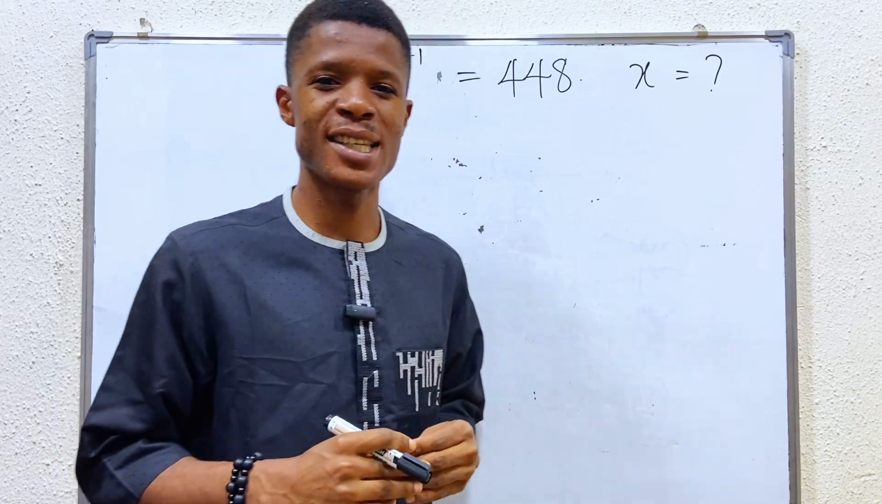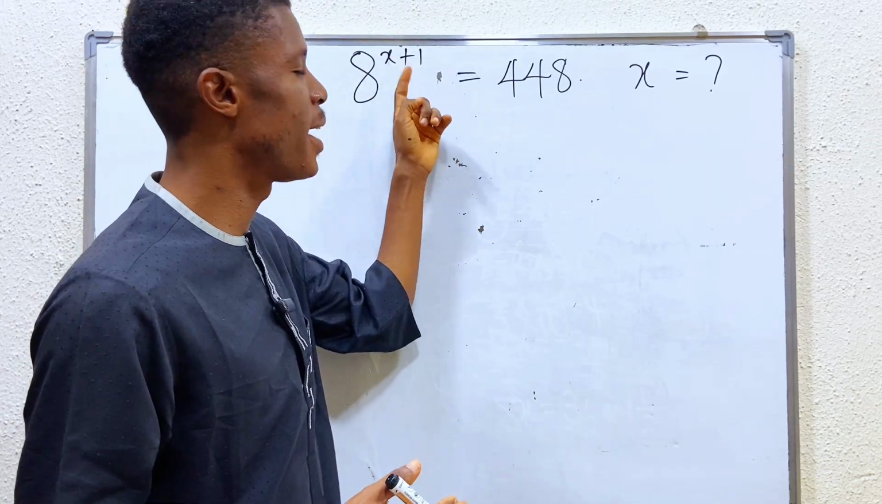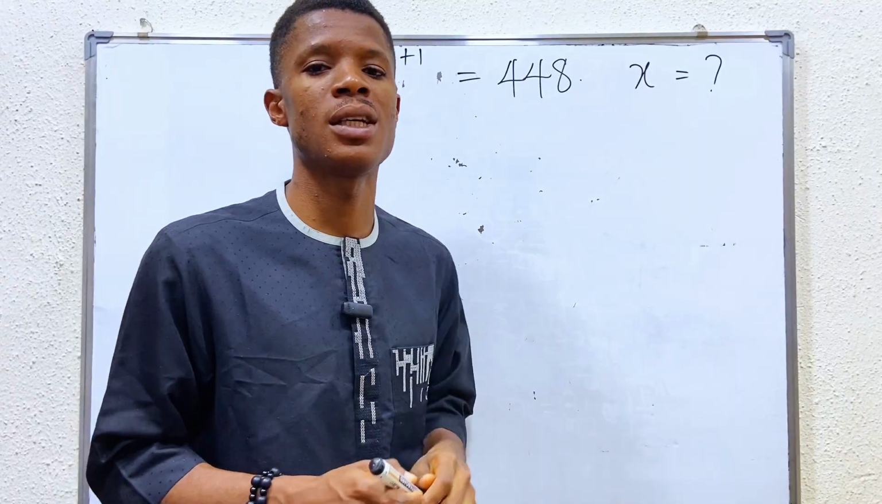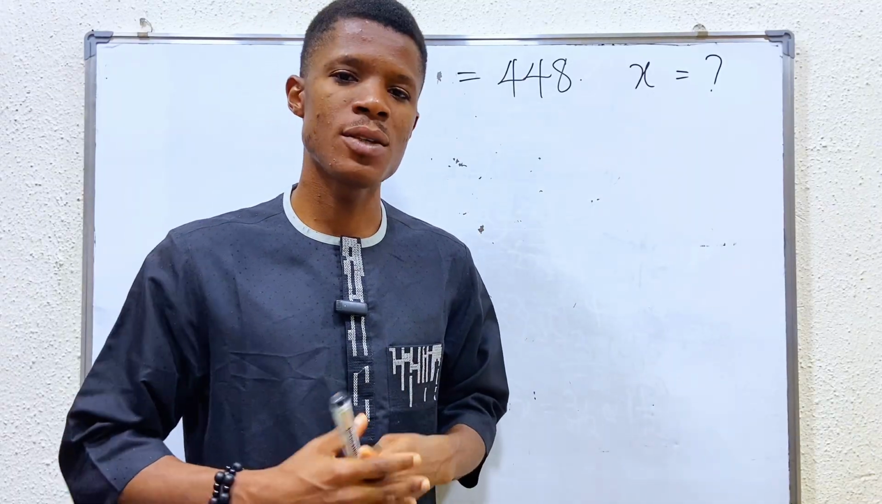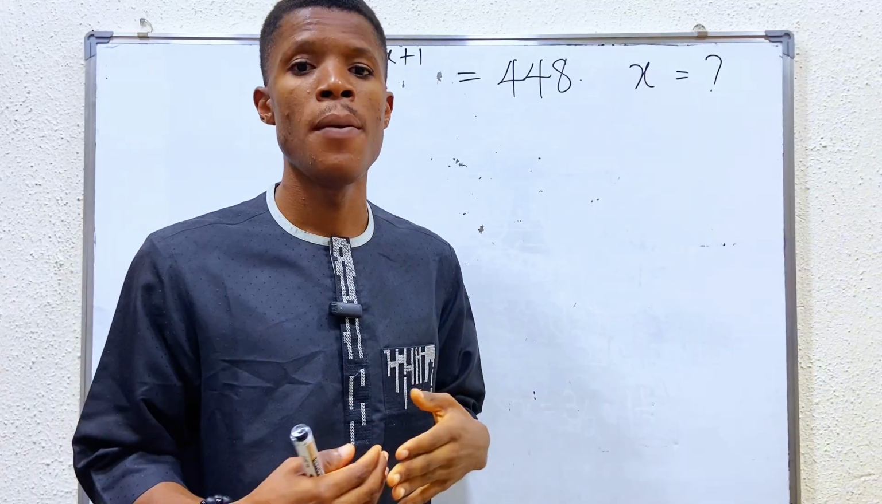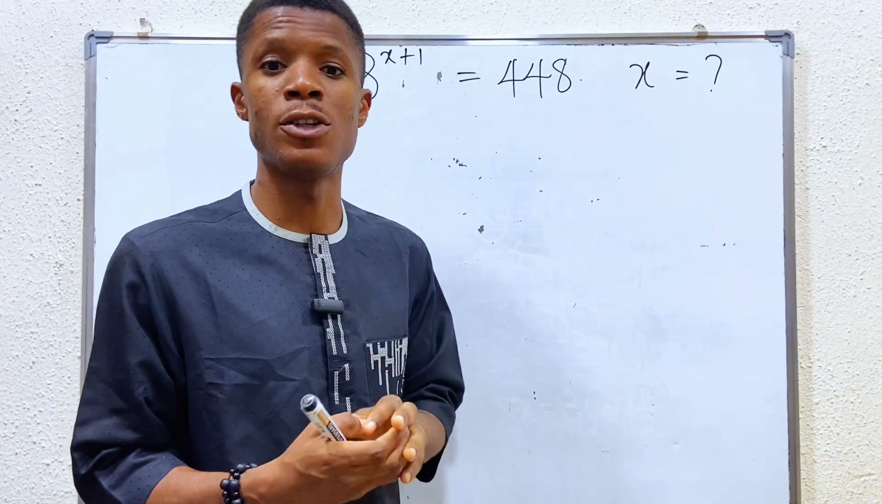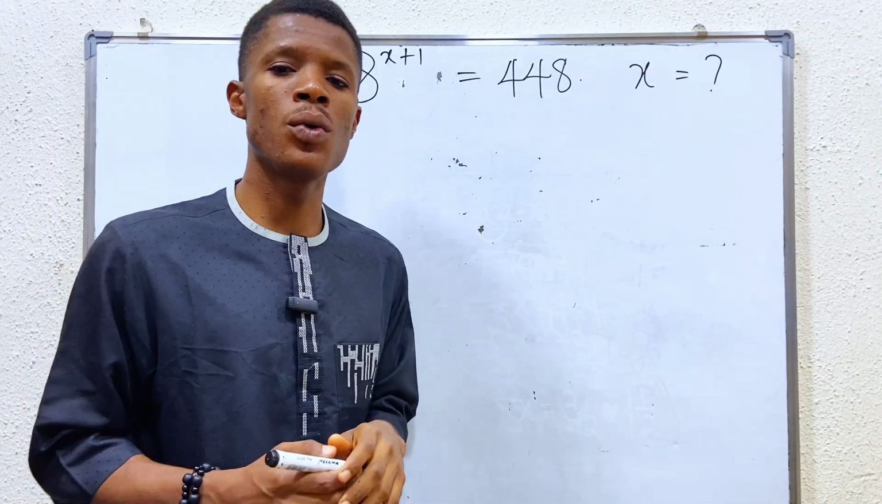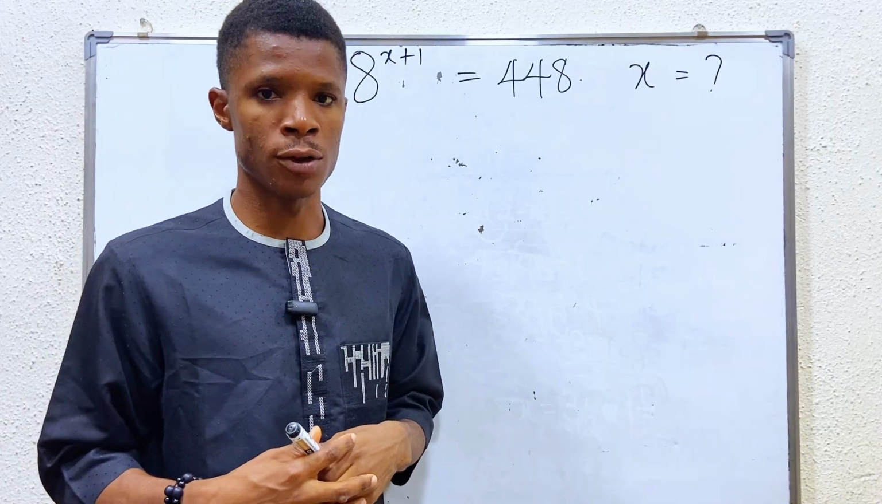In this video, we are expected to solve for the value of x in 8^(x+1) = 448. But the first thing we observe: can we actually make the bases the same? No, because 448 cannot be expressed in powers of 8. So what do we do? We introduce logarithm.